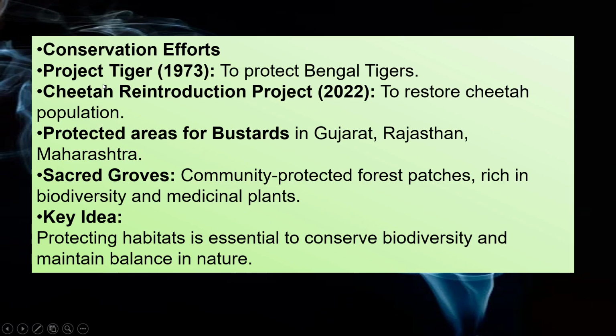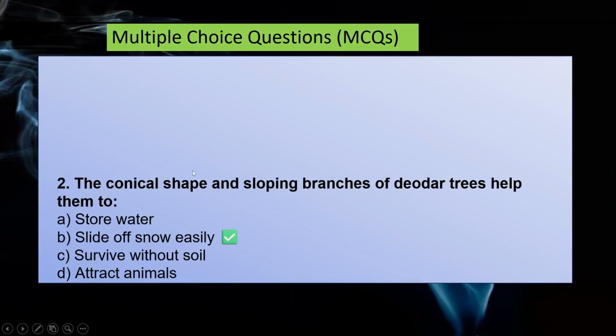Conservation efforts. Project Tiger, 1973, to protect Bengal tigers. Cheetah Reintroduction Project, 2022, to restore the cheetah population. Protected areas for bustards in Gujarat, Rajasthan, Maharashtra. Sacred groves: community protected forest patches rich in biodiversity and medicinal plants. Key idea: protecting habitats is essential to conserve biodiversity and maintain balance in nature.